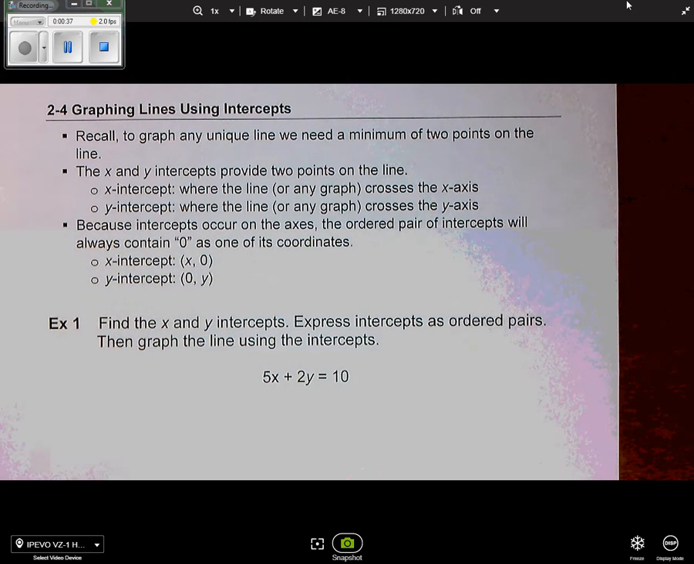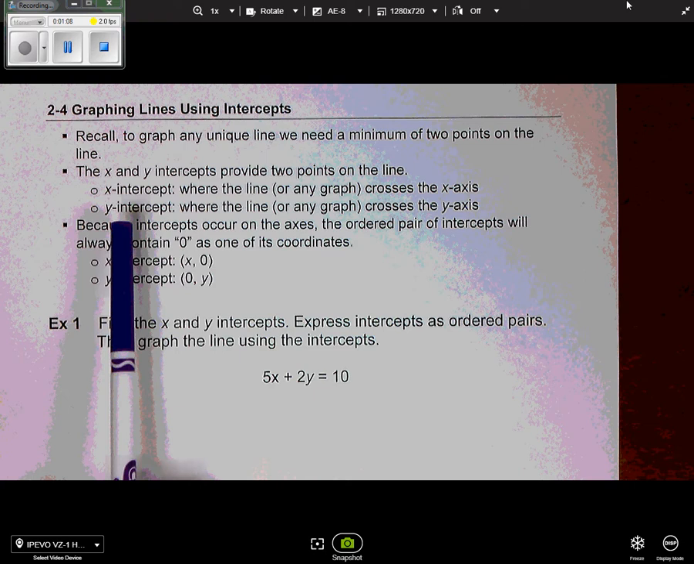All right, so we're still graphing lines. We did slope-intercept form. That's one technique to graph lines. Another technique is to use intercepts. Because we only need a minimum of 2 points to graph any unique line, using intercepts is very convenient because in our equations we have an x and we have a y. We can solve for the x and solve for the y intercepts. That gives us 2 points. We can plot those 2 points, connect them, and we're done graphing that particular line.